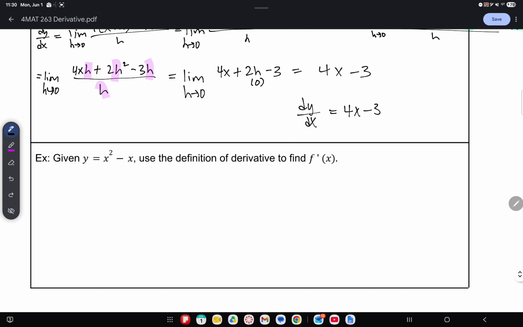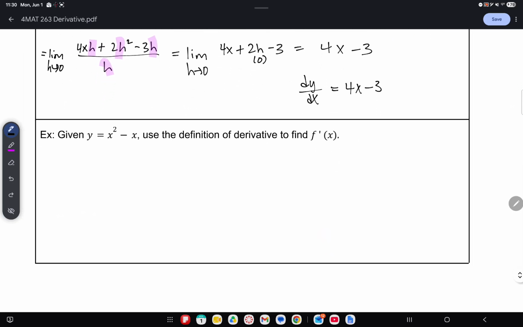All right, let's do it again. So we have y equals x squared minus x. Use the definition of derivative to find f prime of x. So I'm going to go ahead and leave the notation as it is, and I'm going to just substitute in. So x plus h gets substituted in first. So x plus h squared minus x plus h, minus the function as it is, so x squared minus x, all over h.